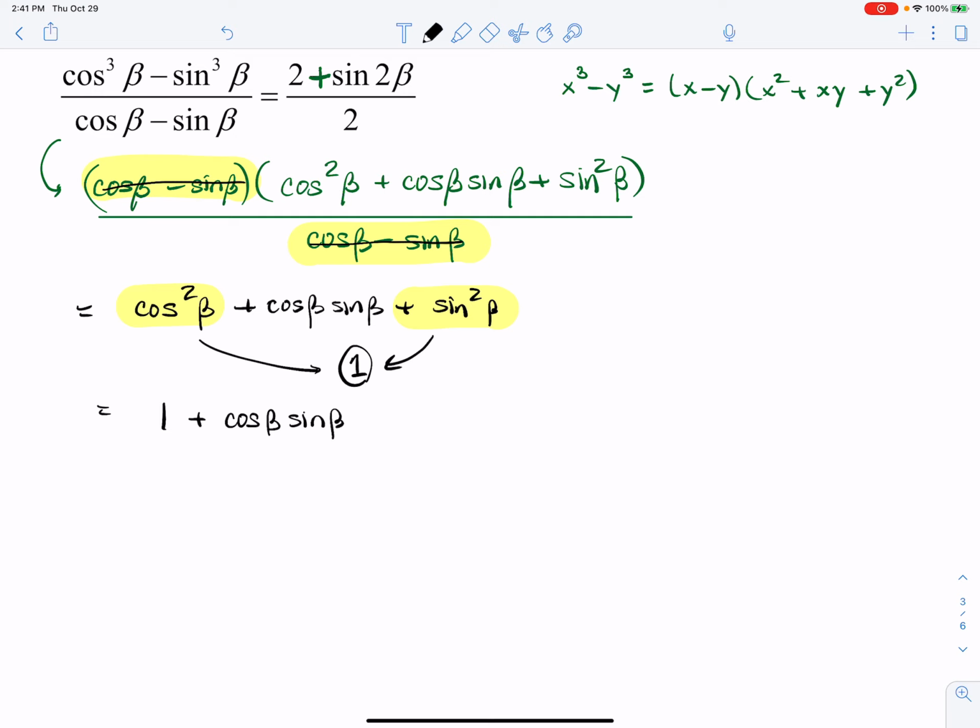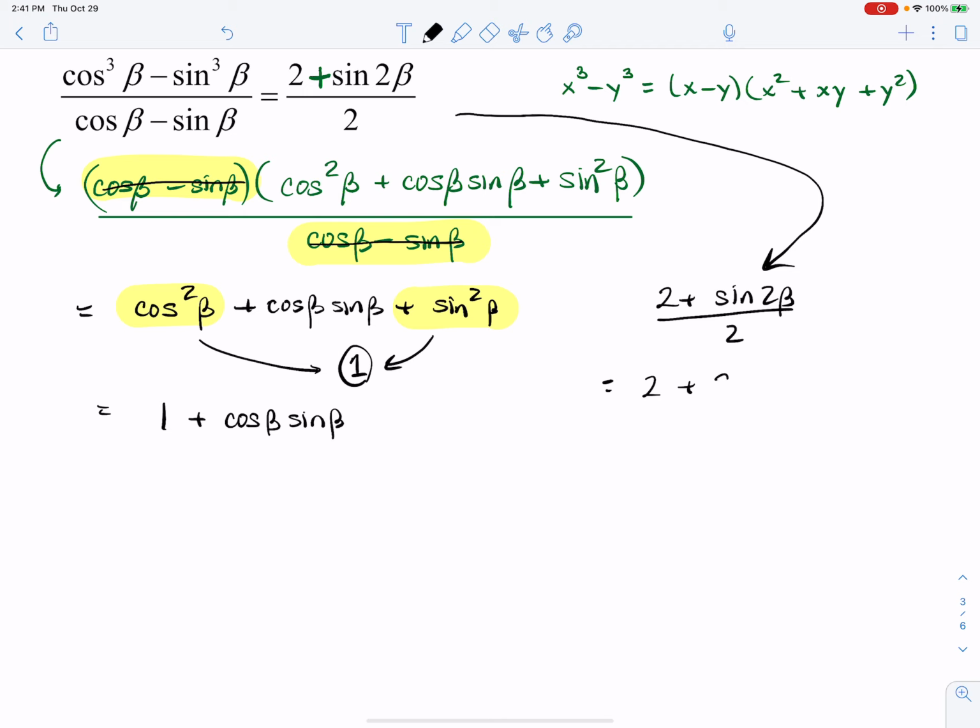So I am going to work with the right side as well. So you have 2 plus sine 2 beta over 2. Well, our left-hand side doesn't have any 2 betas in it, so that means it makes sense to use a double angle identity. So I'm going to replace sine of 2 beta with 2 sine beta cosine beta all over 2. And since every term has a common factor of 2, we have 1 plus sine beta cosine beta.